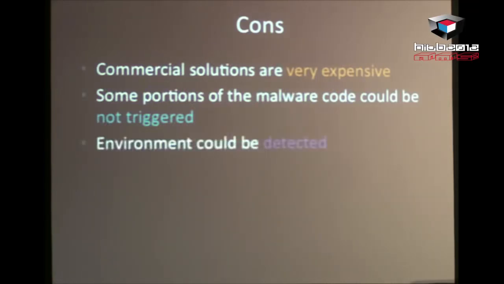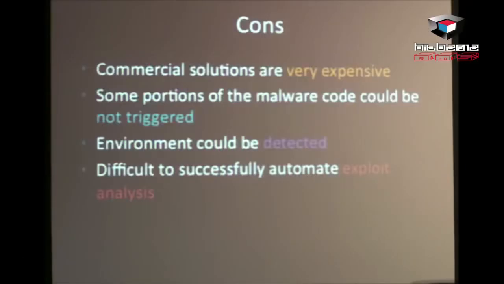The environment could be detected, of course. Since generally you instrument the analysis environment, you will leave some traces, and the malware could probably find them and spot that it is running in an abnormal environment, and it could terminate or fool the analysis, bringing random results. And it's difficult to successfully automate exploit analysis, mainly because exploits target different types of applications, different versions of applications, and you can't always recreate all the possible environments where the exploit could successfully run.